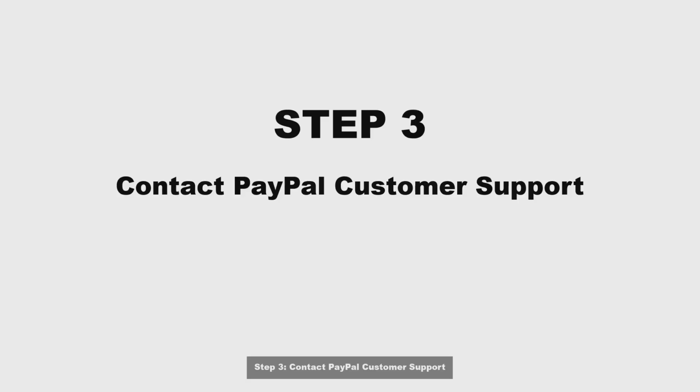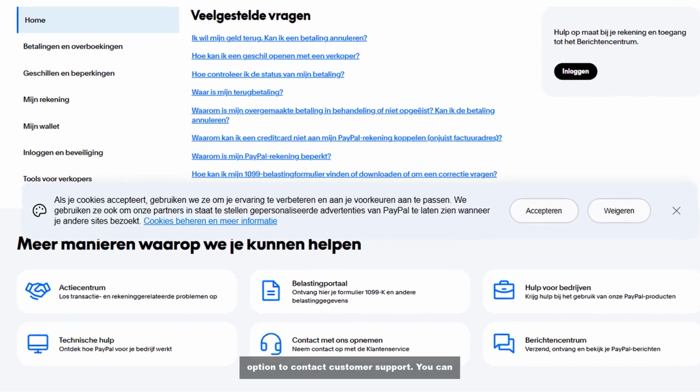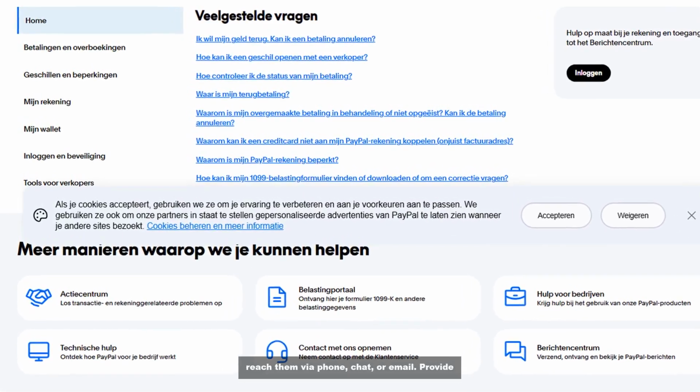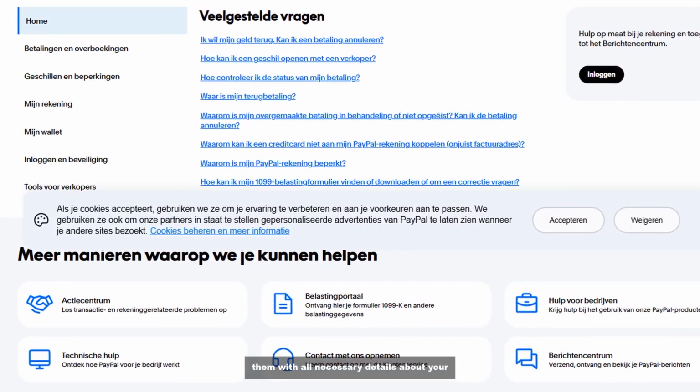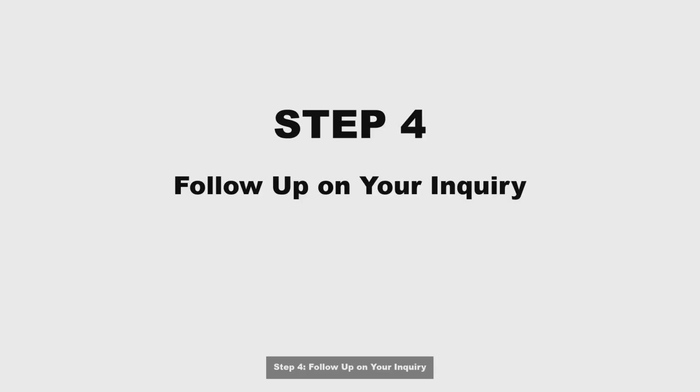Step 3. Contact PayPal customer support. Visit the PayPal Help Center and choose the option to contact customer support. You can reach them by phone, chat, or email. Provide them with all necessary details about your billing issue, including any evidence you have gathered.